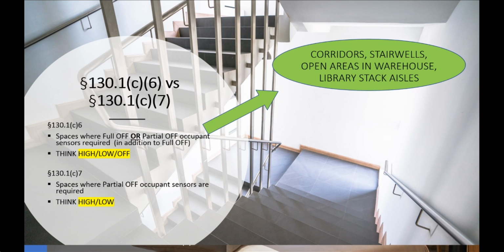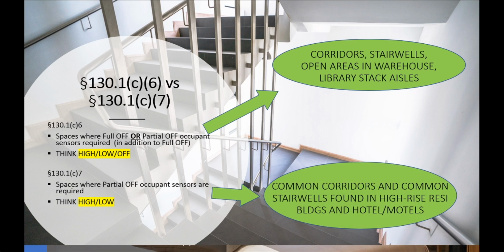Now, section 130.1c7, it's a little different. We're still talking about corridors and stairwells, but they're using the term common, and these are typically found in high-rise residential buildings where you have multiple tenants, multiple dwelling units sharing the same corridors and stairwells, and same thing with motel buildings. The corridors and stairwells are shared. They're common. In these spaces, there is no off requirement. They just go to a high state or a low state. So again, you're going to use sensors and you're going to achieve it through occupant sensing controls.